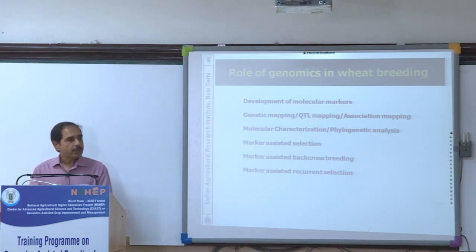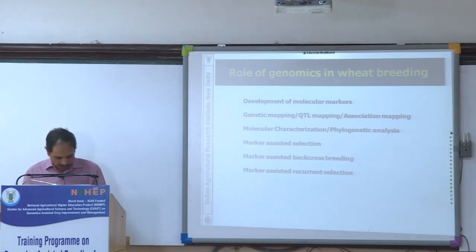Especially now that good genome sequence information is available, it becomes very easy for us to develop and design markers, and now we also know the physical location of markers. That becomes very easy. You simply know on which particular chromosome, at what base position, the marker is present. So you can determine the physical location. These are some of the areas which are of importance and related to genomics.